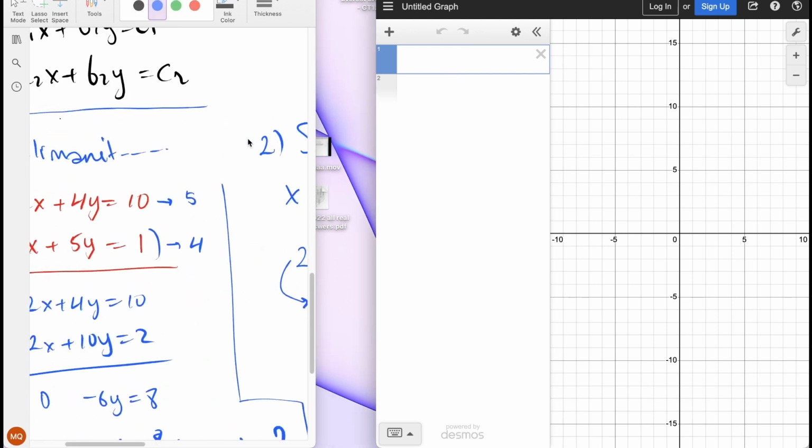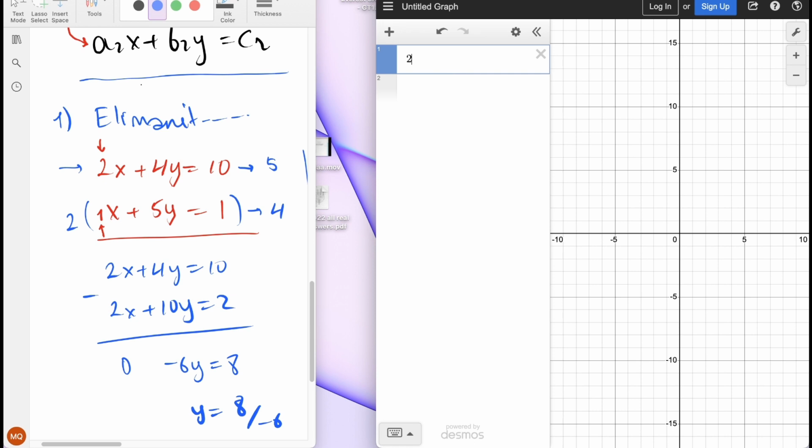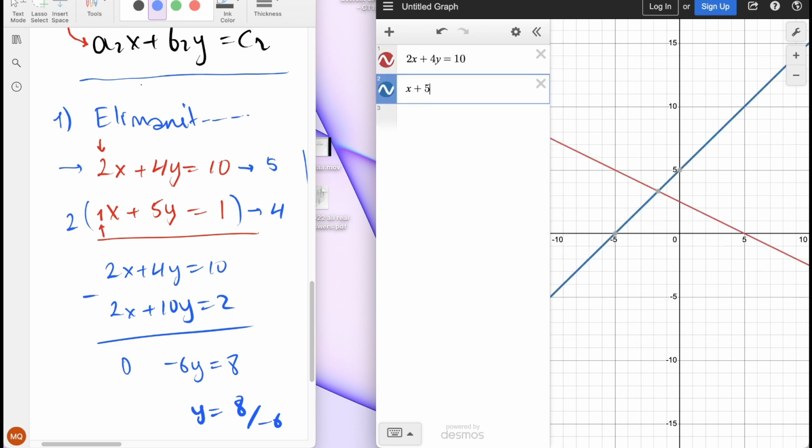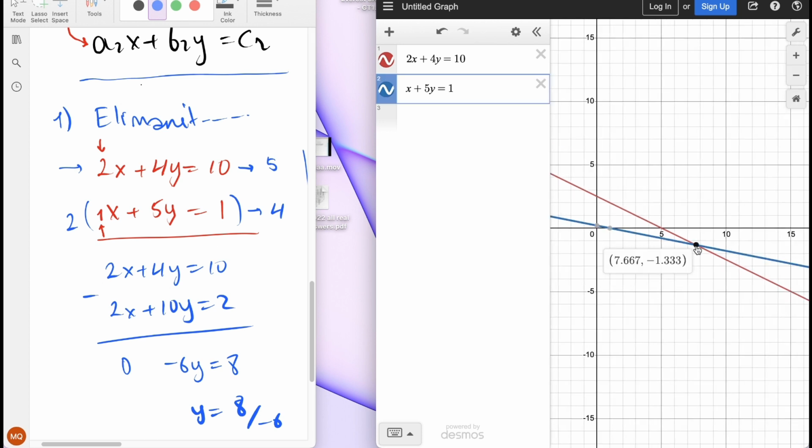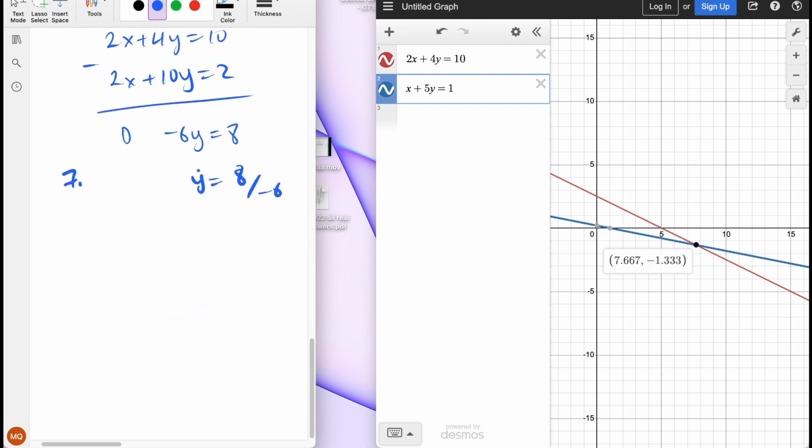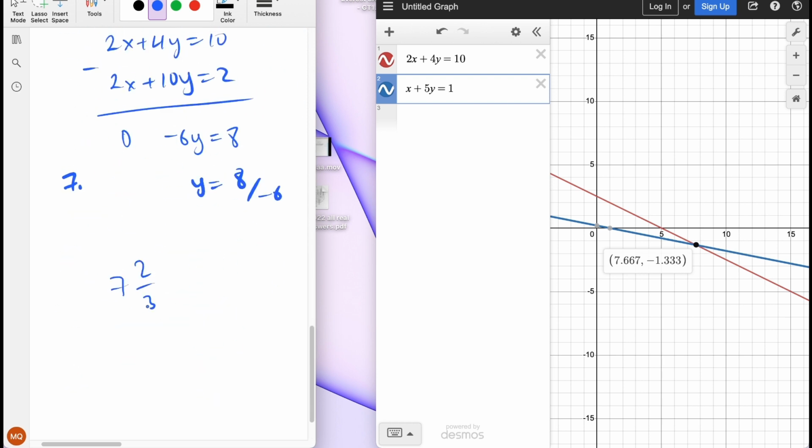Okay, now let's take this one. 2x plus 4y is equal to 10. x plus 5y is equal to 1. Then we are looking for the intersection point. So the answer is, we can think of it like 7 2 over 3 as x, and for y it is negative 4 over 3. So I can say that this one is the easiest one.